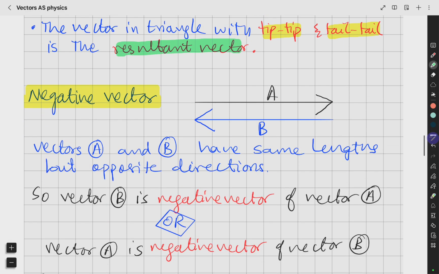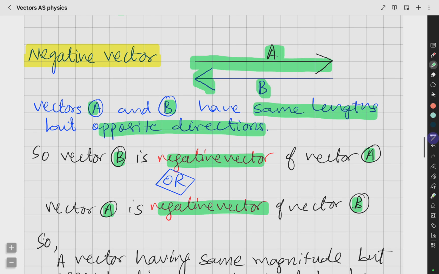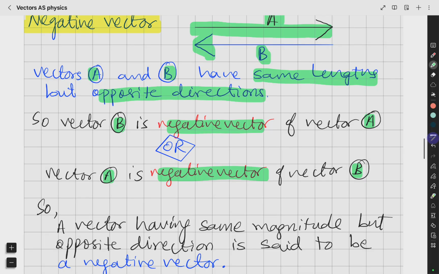What is the negative vector? This is another concept that we have to study. Suppose there is a vector A acting in this direction, 1, 2, 3, 4, 5, 6, 7, 8 blocks long. There is another vector which is 8 blocks long, but its direction is opposite. So vectors A and B have the same lengths, but opposite directions. So these two vectors are called negative vectors of each other. We say vector B is a negative vector of vector A, or vector A is a negative vector of vector B. From this diagram, we can understand the definition of the negative vector.